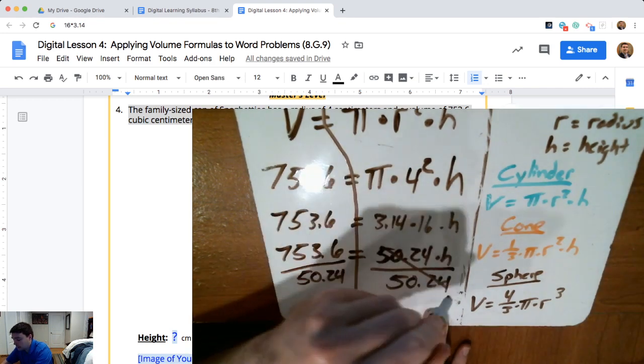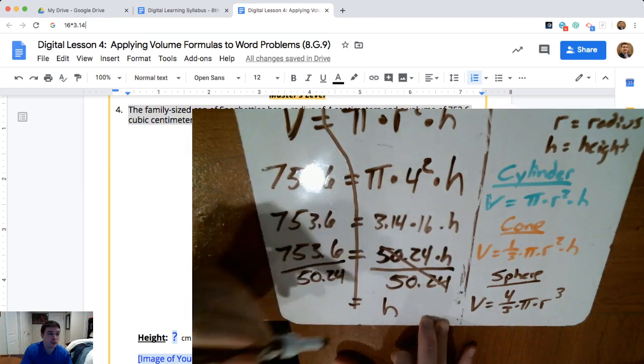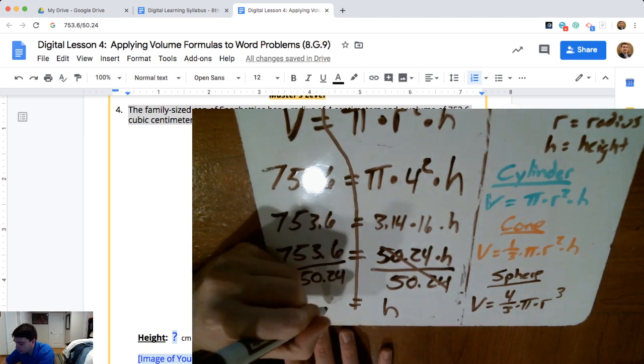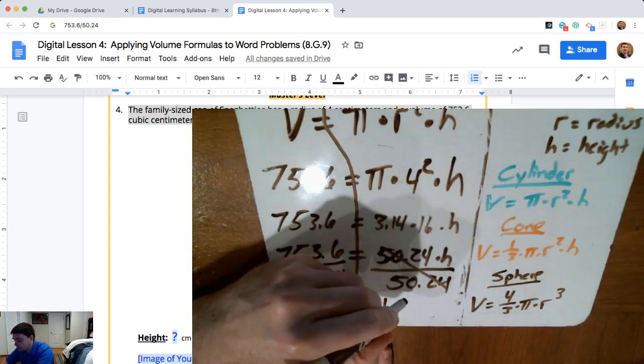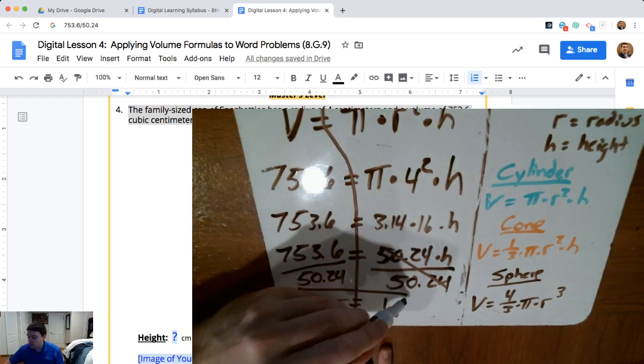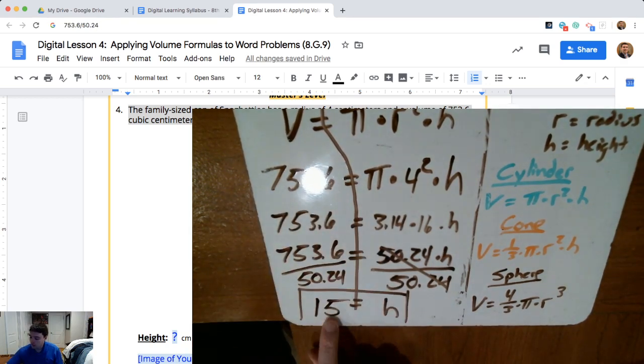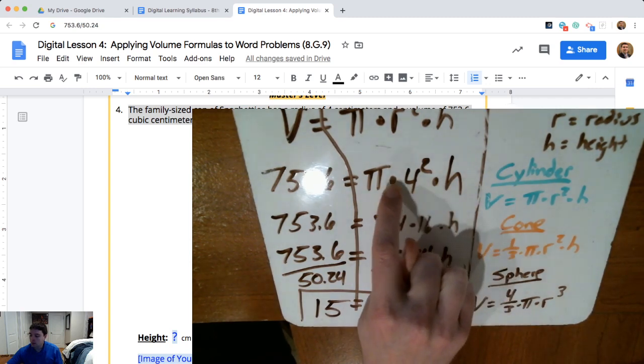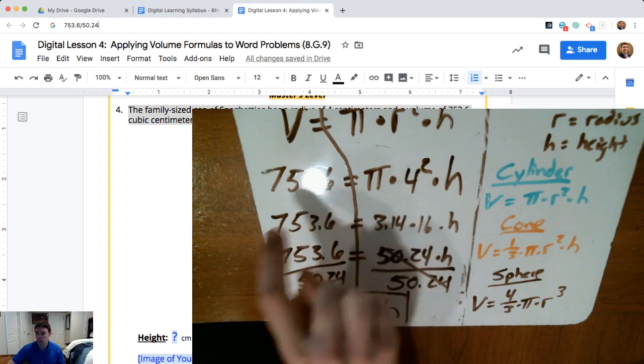This gives me a height. If I do 753.6, that's the volume, I divide by 50.24, which came from radius squared times pi. That means the height must have been 15. If I plug 15 in for height, 15 times 4 squared times 3.14 would give us a volume of 753.6.